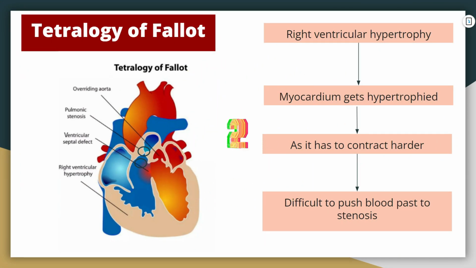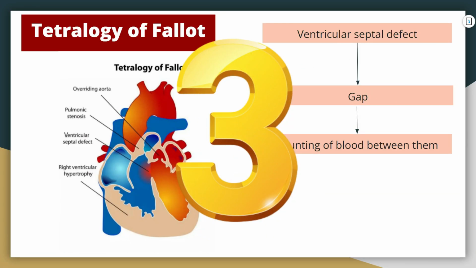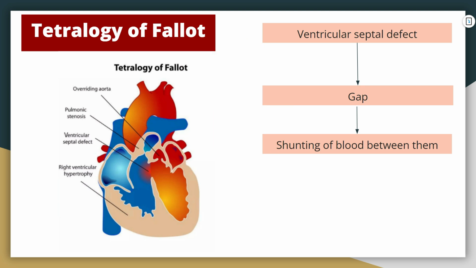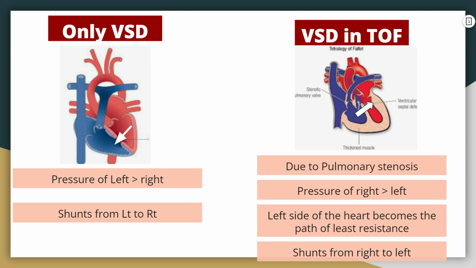The second component is right ventricular hypertrophy. In response, the myocardium of the right ventricle hypertrophies, or gets really thick, in order to contract harder and push blood past the stenosis. The third feature is a large ventricular septal defect, a gap between the ventricles that allows shunting of blood between them. In patients with only VSD, no other problems, no pulmonary stenosis, oxygenated blood shunts from left to right side because pressure on the left side is higher than the pressure on the right.